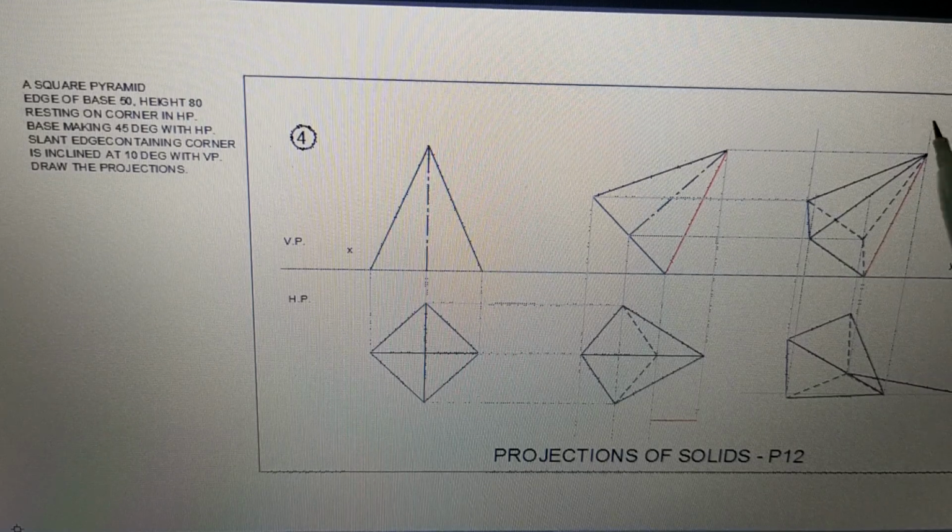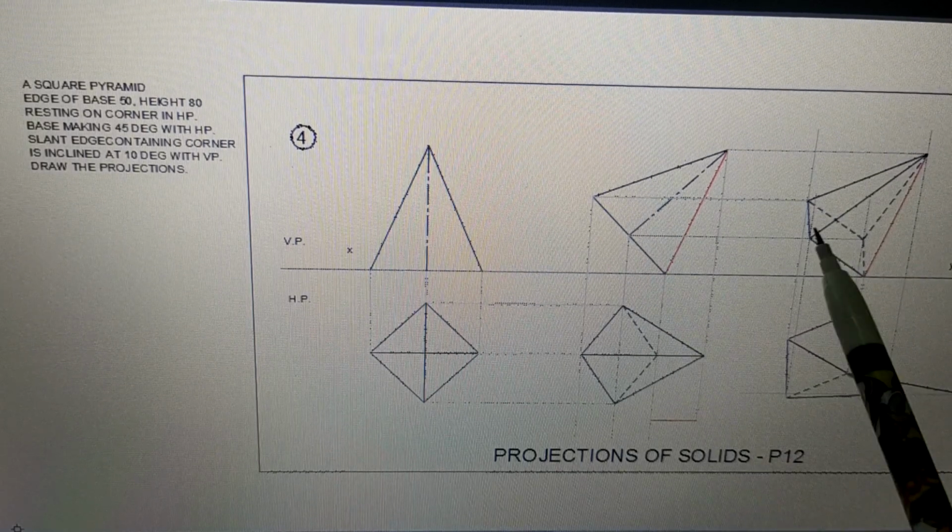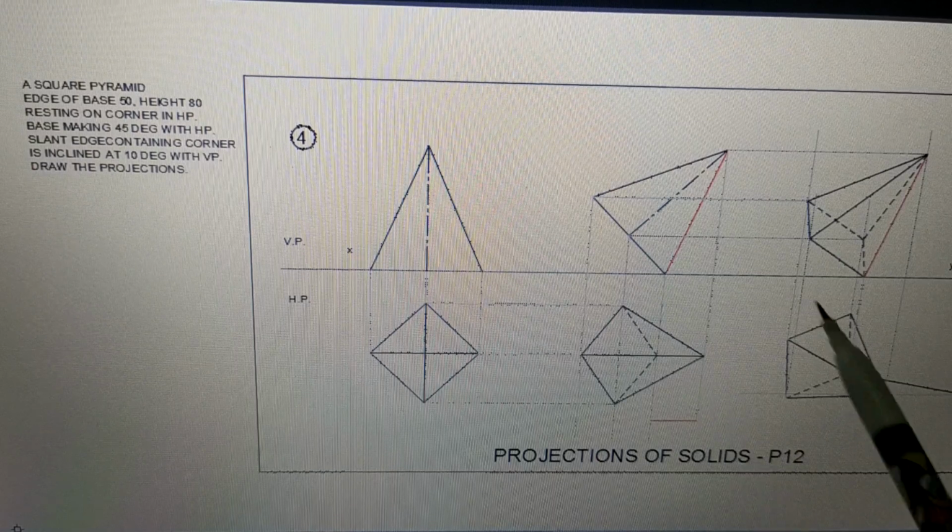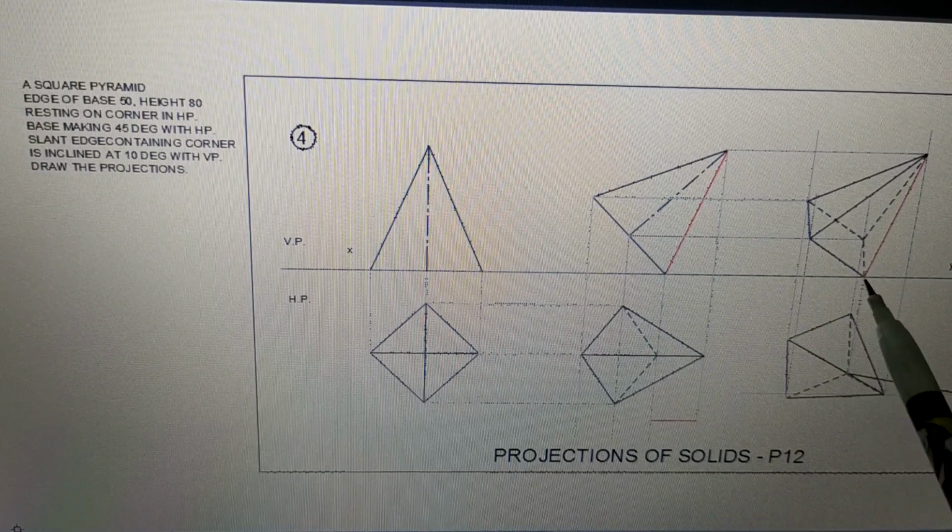And now we have to draw this view. How do you draw this view? You have to of course project. So if this is A and if this is A, so when you draw the projector lines, this becomes point A.